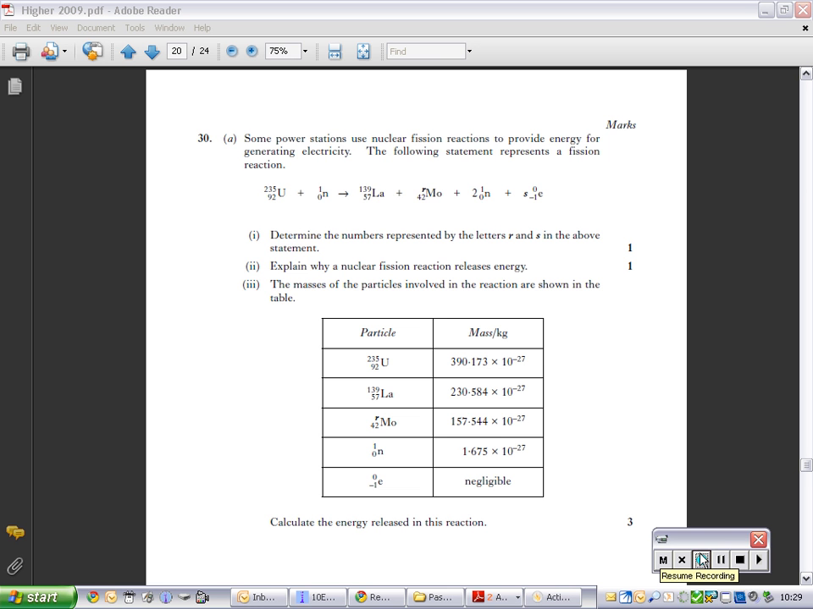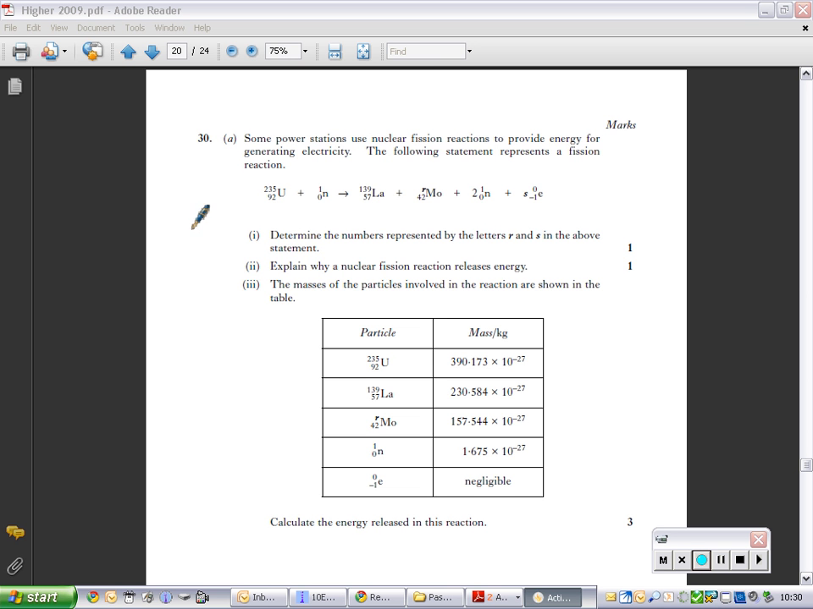Okay, so the difficult part of this question, the first part, is to determine the numbers represented by the letters R and S. Right, the letter R, this letter R here, is going to be represented by the total mass of all the atoms before and all the atoms after. So on the left hand side you add up 235 plus 1, and that gives us 236.